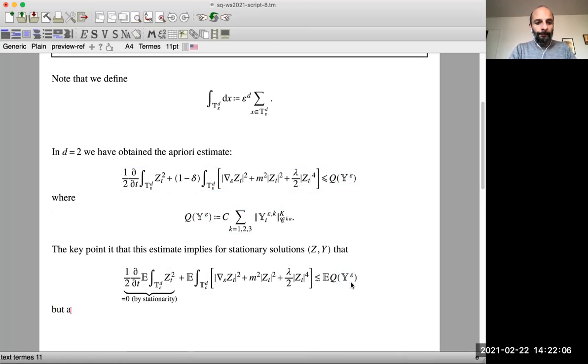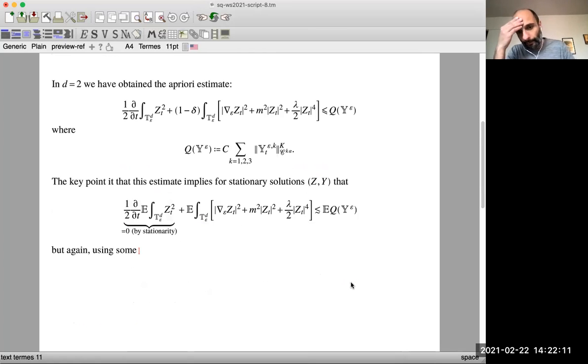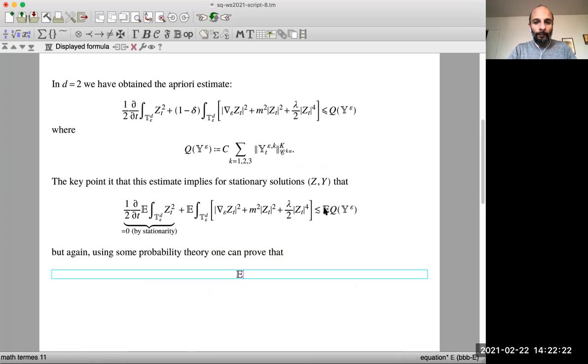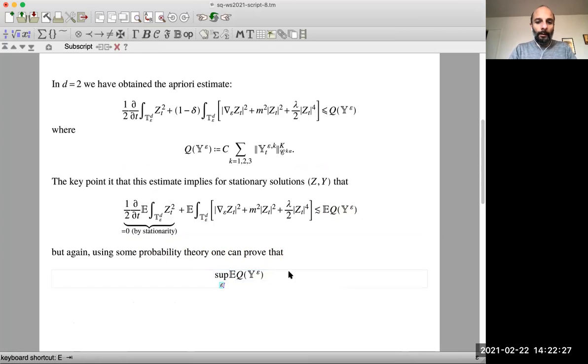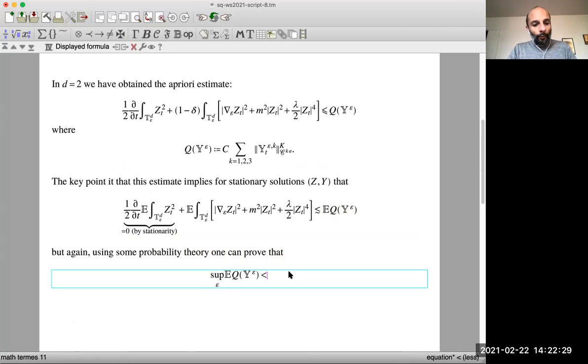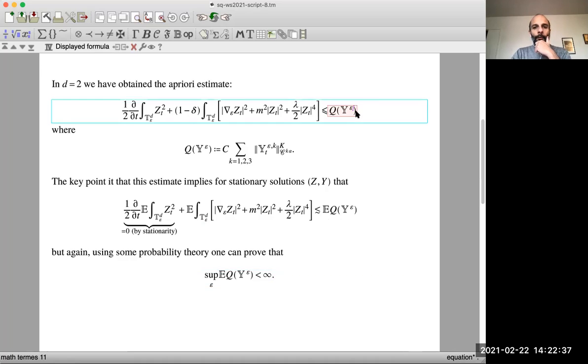But again, using some relatively elementary probability theory, one can prove. So that's the key point of this method. Okay, you try, using the equation, you put, you prove. So you see, you're using PDE methods up to a certain point. You isolate all the difficulties inside a term which depends only on what you know very explicitly.